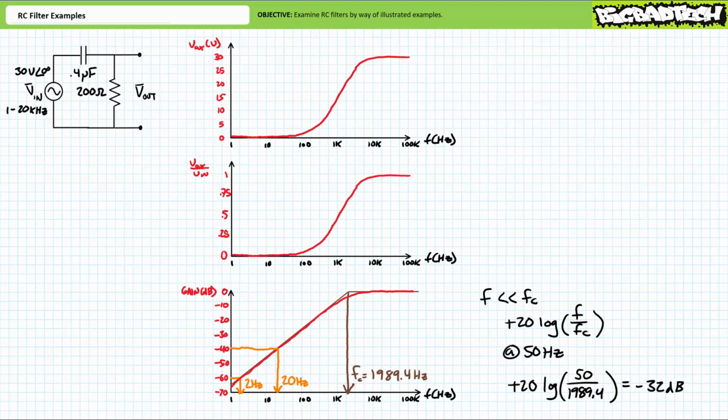If we're ever asked to quickly approximate this filter's gain at regions beyond 10 times the critical frequency, we're safe to assume it has a 0 decibel gain. Alright, that wasn't too hard, was it?